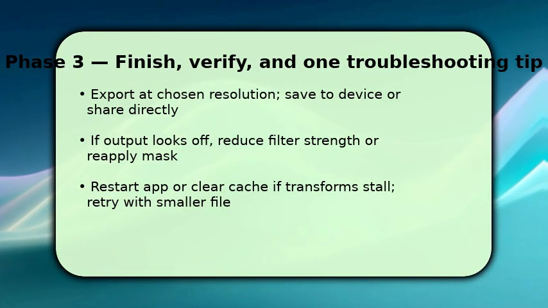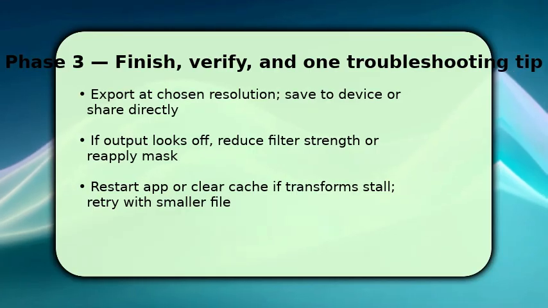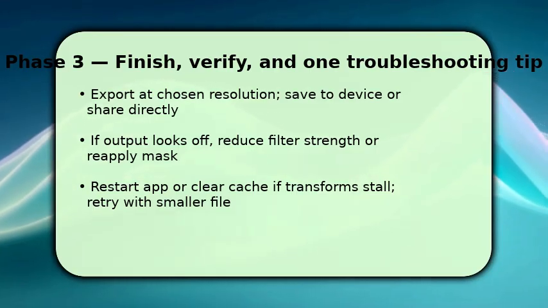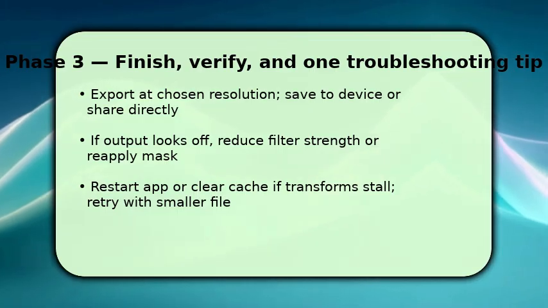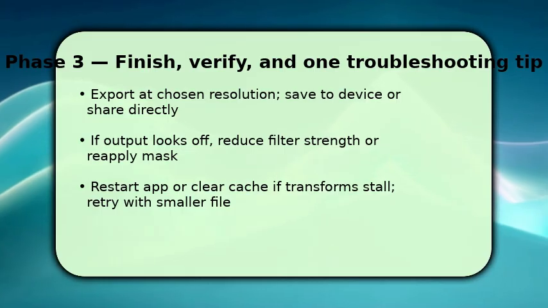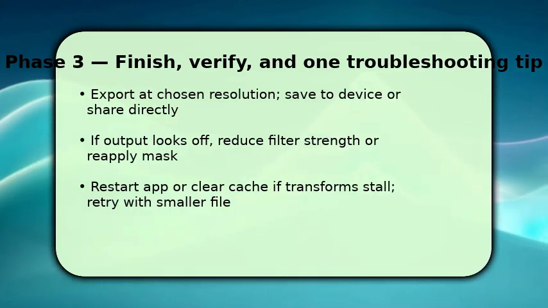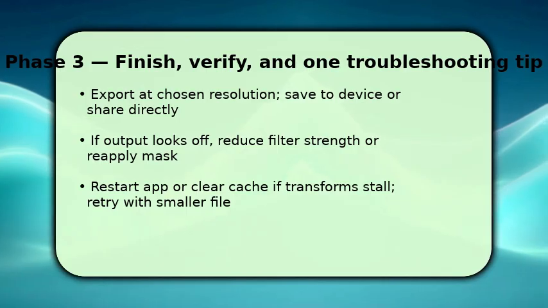If the output looks unnatural, reduce the filter strength or reapply a more precise mask to retain facial or subject detail. If the app stalls or rendering fails, close Gemini, clear app cache, and try again with a smaller file or lower resolution. That often fixes memory issues. Finally, compare the result to the original and make small tweaks until you're happy with color.